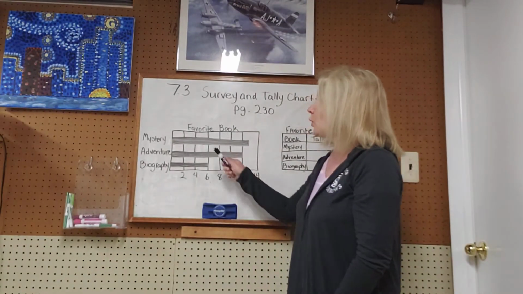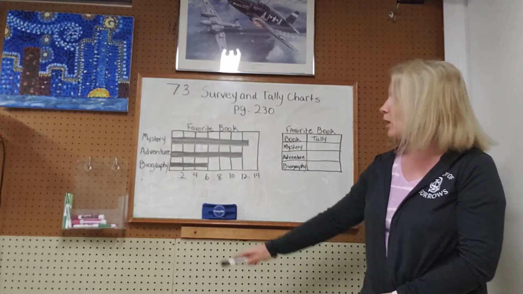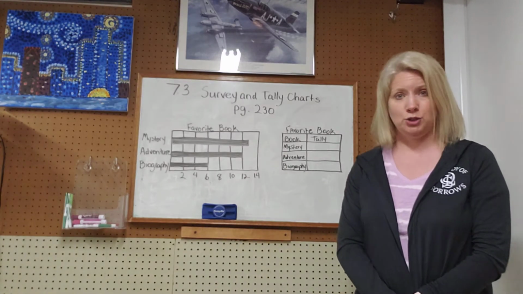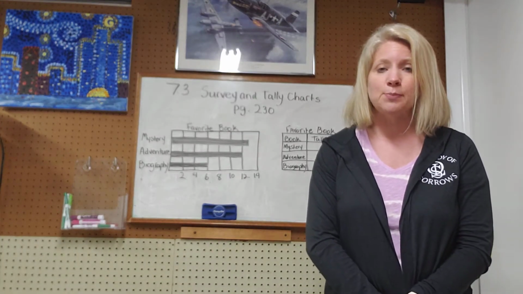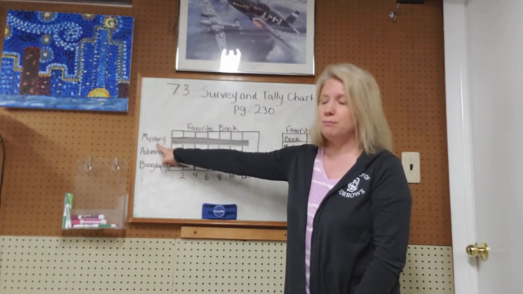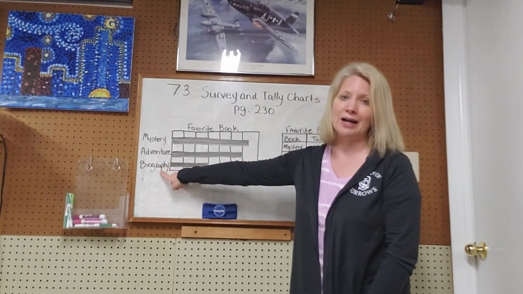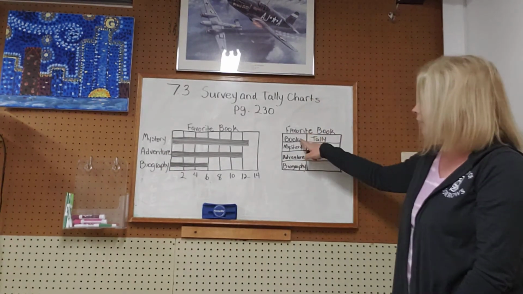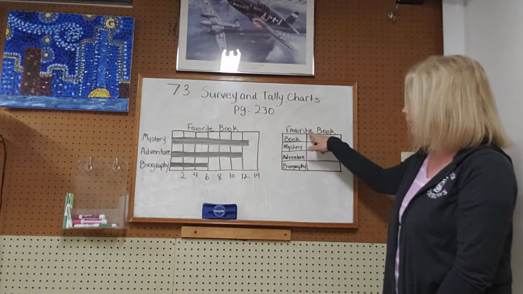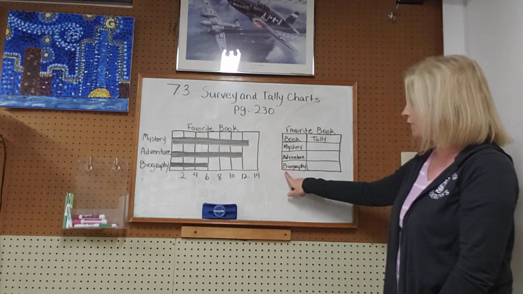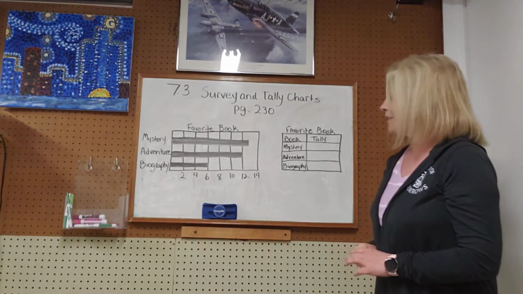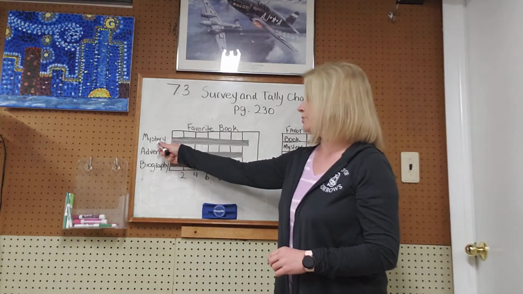Okay, so their question was, what is your favorite kind of book? Our question was, what is your favorite sport? So let's figure out. They gave 3 options: mystery, adventure, and biography. So that's what we have in our chart over here. We have the book and the tally marks for favorite book: mystery, adventure, biography, because those are our 3 choices over here. Now let's look to see how many people chose mystery.